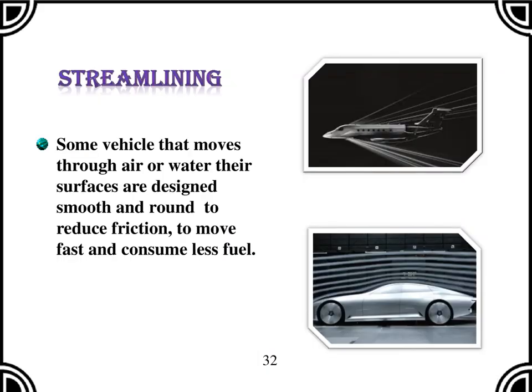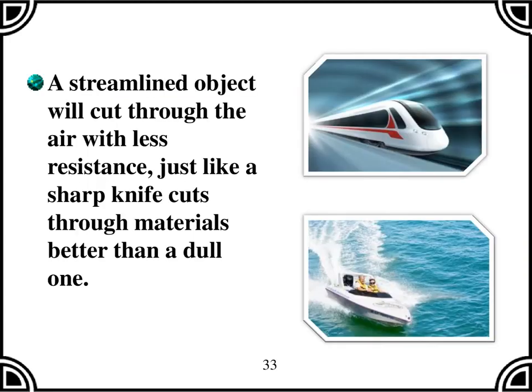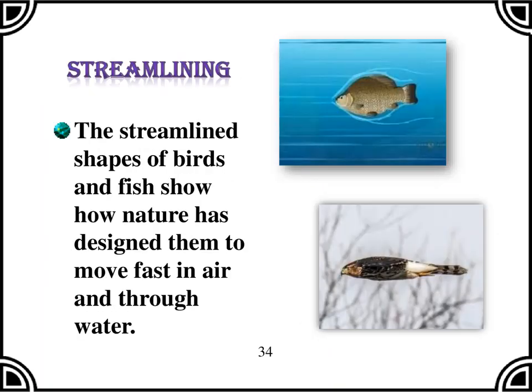Streamlining. Some vehicles that move through air or water have surfaces designed smooth and round to reduce friction, to move fast and consume less fuel. A streamlined object will cut through the air with less resistance, just like a sharp knife cuts through materials better than a dull one. The streamlined shapes of birds and fish show how nature has designed them to move fast in the air and through water.